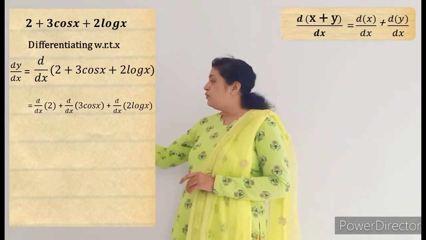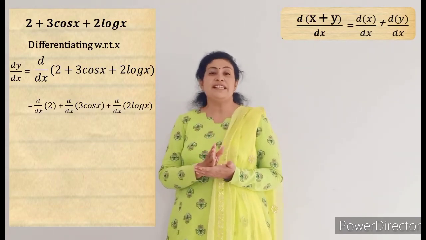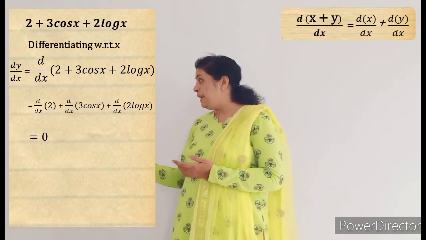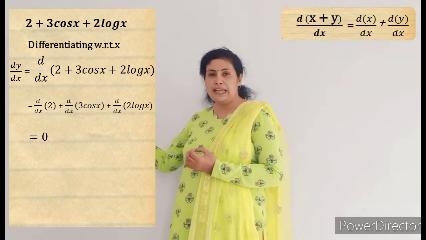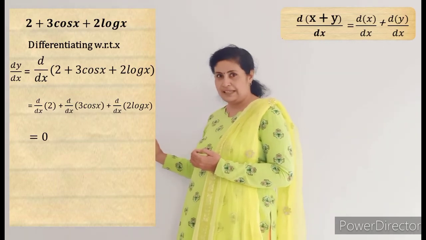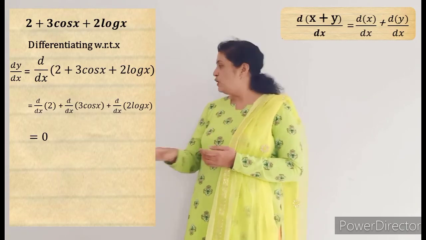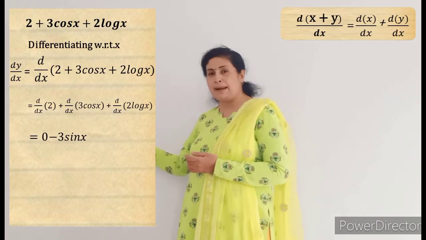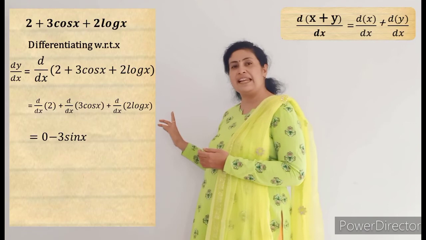Now first, as I have already told you, the derivative of a constant is 0. So d by dx of 2 will be 0, plus, as I told you, for 3 cos x, 3 will come outside, it will be d by dx of cos x. What is d by dx of cos x? It is minus sin x. So it will be 3 into minus sin x. But plus and minus, so it will become minus. So you can write minus 3 sin x.